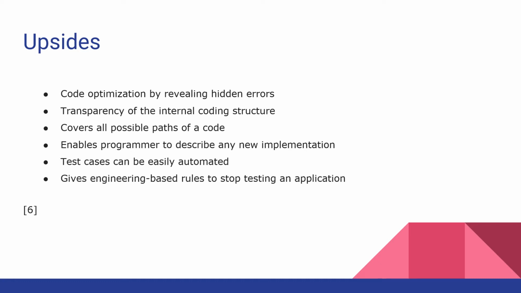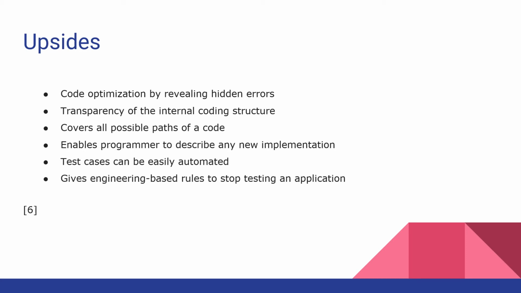The method we're talking about today obviously is white box testing, and I am talking about the upsides and the downsides. The white box method optimizes the code by revealing hidden errors, and it promotes transparency of the internal coding structure, which is helpful in deriving the type of input needed to test an application effectively. White box covers all the paths of code, every line. Thereby, it empowers a software engineering team to conduct thorough application testing. It also enables the programmer to describe new implementation line by line.